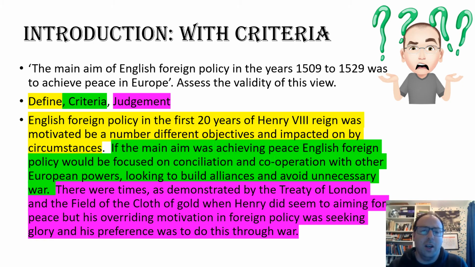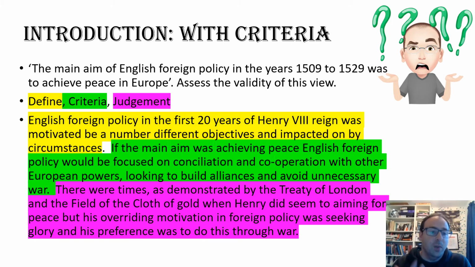The next bit we're going to look at is an example introduction. So I'm looking at the question: the main aim of English foreign policy in the years 1509 to 1529 was to achieve peace in Europe. Assess the validity of this view. And in my introductions, what I suggest people do is three stages: definition, criteria, and judgment.